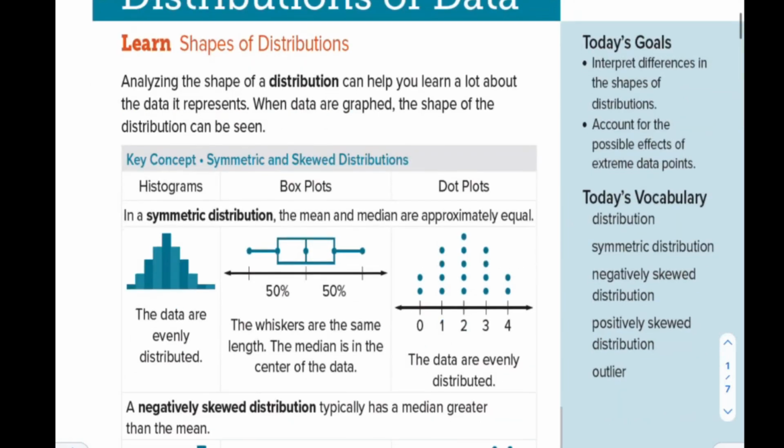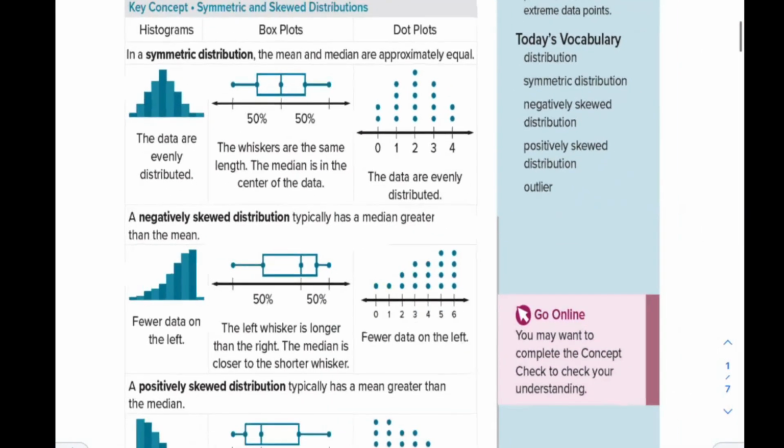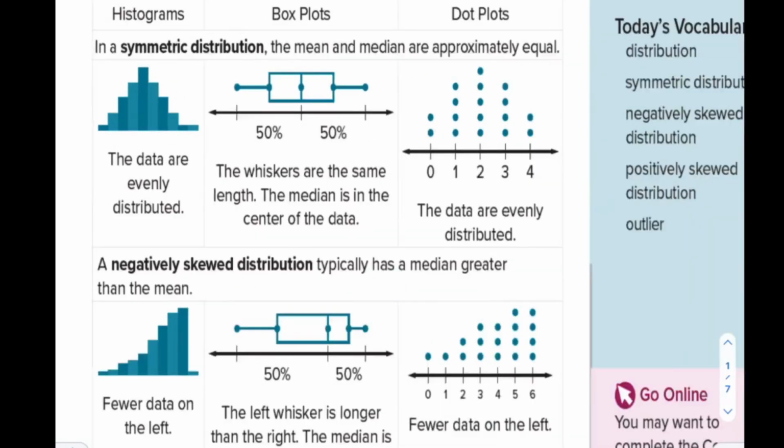In this lesson, we are going to analyze the shape of a distribution that will help us to learn about the data it represents. When data are graphed, the shape of the distribution can be seen. One of the ways, even if it's in histogram or box plot or dot plot, it might look like that.